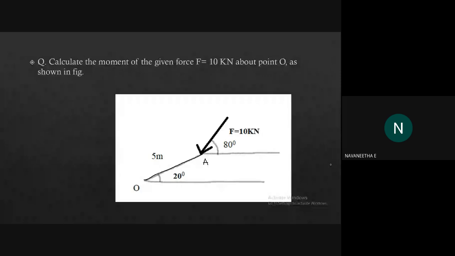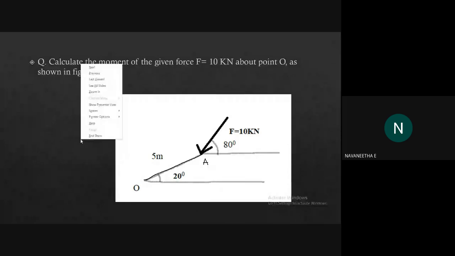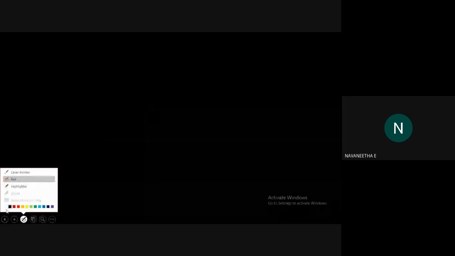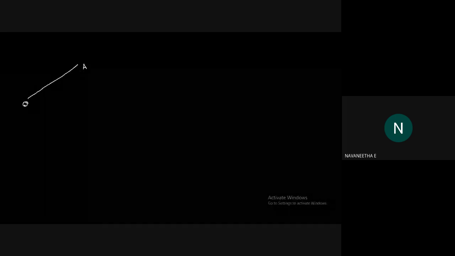We can do this problem with two methods. There are two methods to solve this problem. I will show you how we can solve it. So here consider there is a beam OA. The moment center is O. So the point that we are fixing or hinging is O.